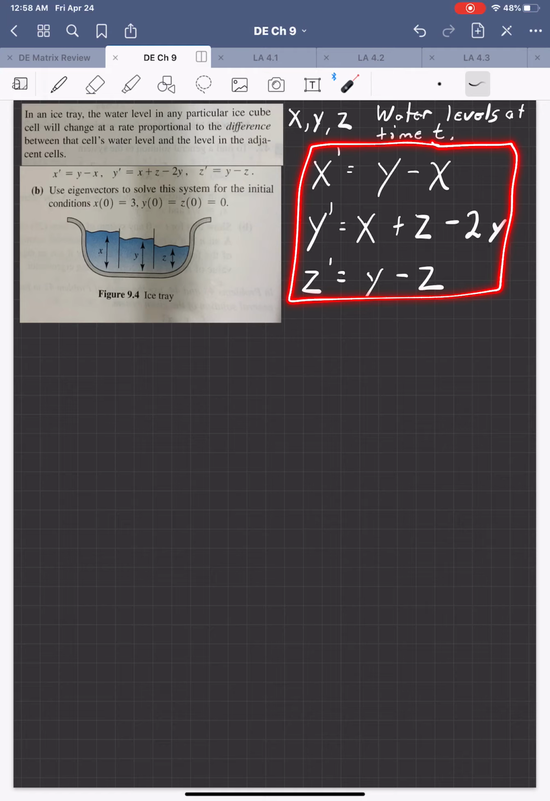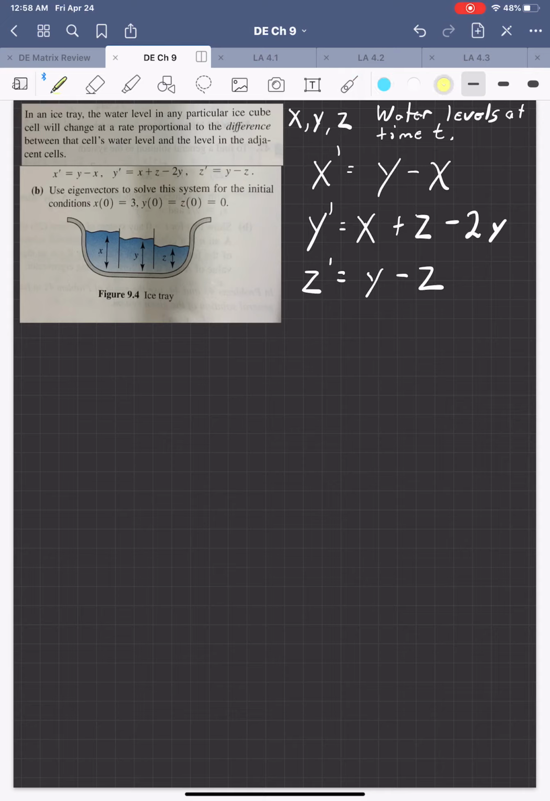And now what I want to do is go from here to the normal form, and then I'm just going to give you the eigenvalues and eigenvectors as well as an initial condition, and we'll solve it, okay? So let's go ahead and go from the set of differential equations to our model for these water levels.